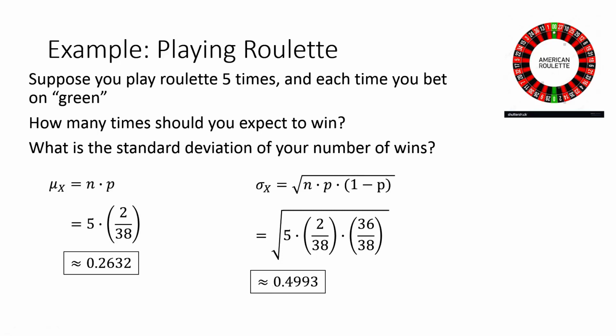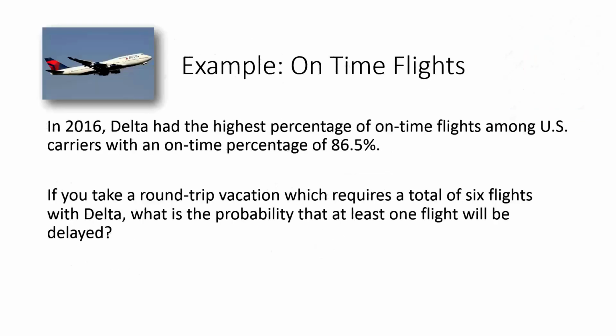So gambling, obviously these are independent trials because every time you play, it's like you've never played before. Another application where we treated things as independent is when we were calculating probabilities sampling from large populations. So I'll give you an example. This one talks about on-time flights.